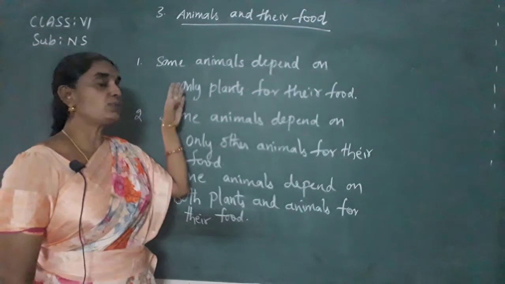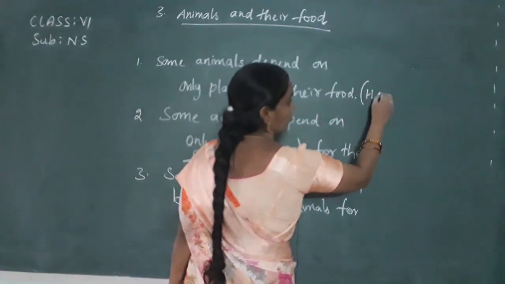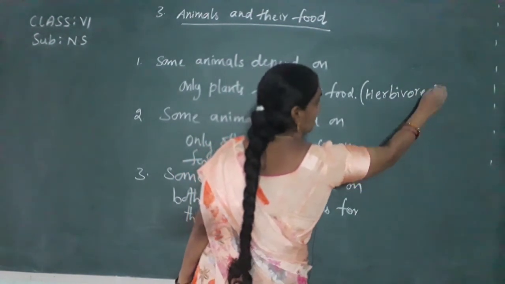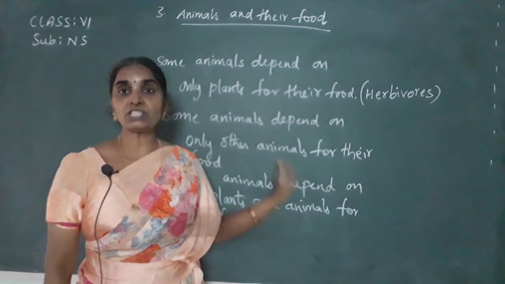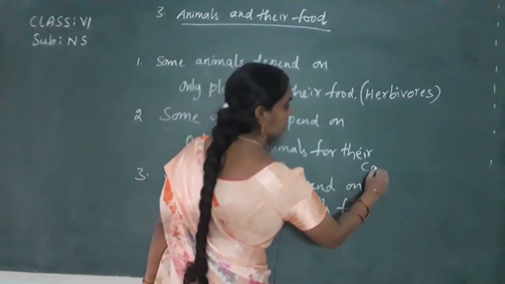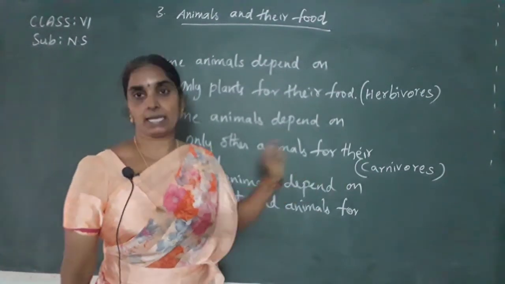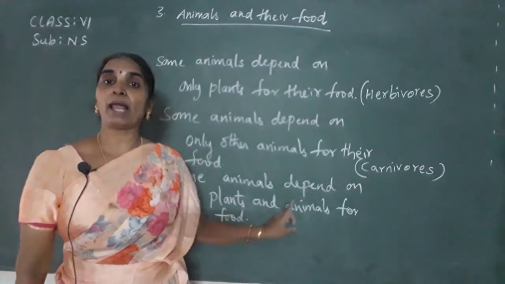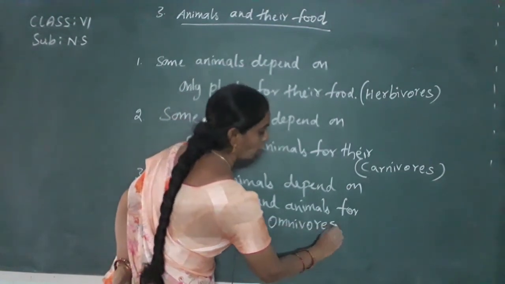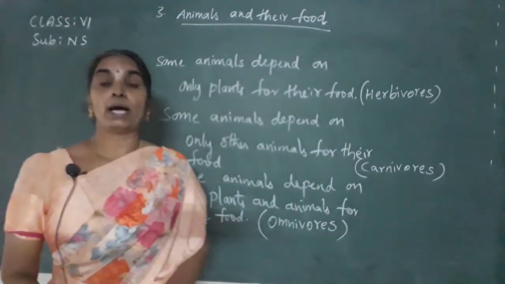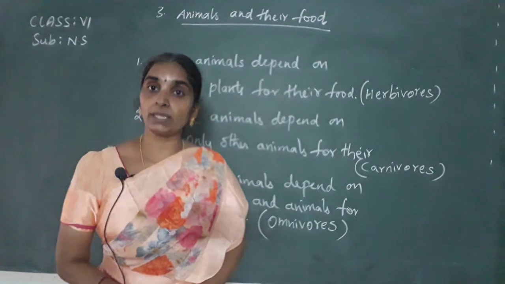Now, what are the animals which depend on only plants called? They are called herbivores or herbivorous animals. The animals which depend on only animals for their food are called carnivores, or carnivorous animals. Next, the animals which depend on both plants and animals for their food are called omnivores, or omnivorous animals. So now you understood that the animals are divided into herbivores, carnivores and omnivores based on their food habits.